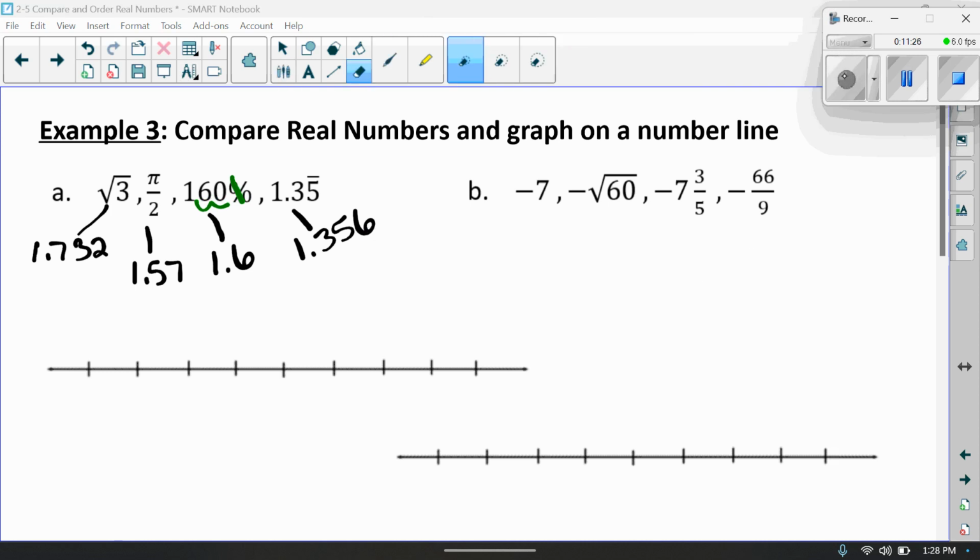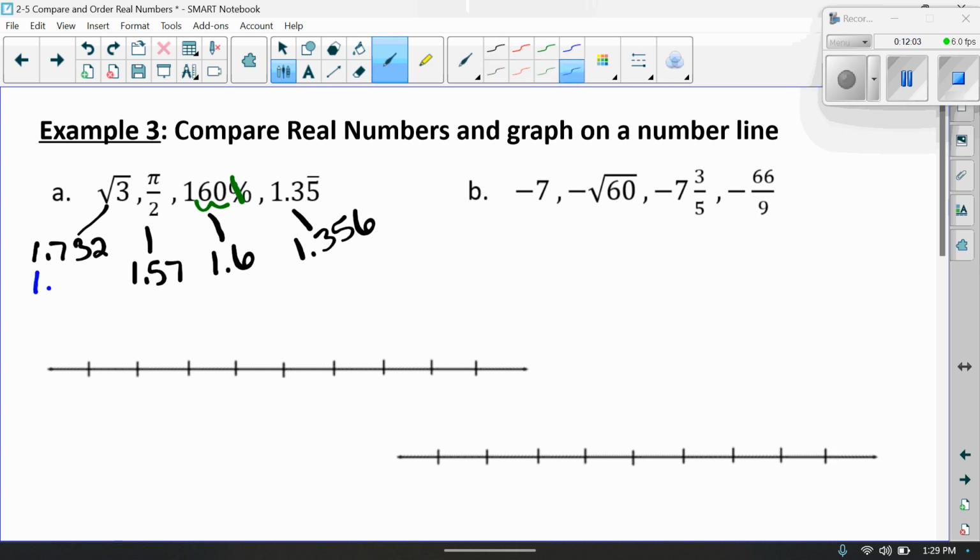So now I got to decide what I'm going to put on my number line. Okay? So if I rounded to the nearest tenth, do you guys see what's going to happen? If I rounded to the nearest tenth, what happens here and here? It's going to be the same. So I got to round to the nearest hundredth. Does everybody understand that? So you have to make decisions based on what you have. Okay? So we're going to round to the nearest hundredth because of that. So that means that the first one is 1.73.